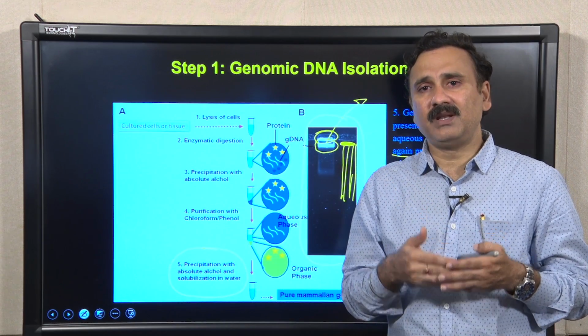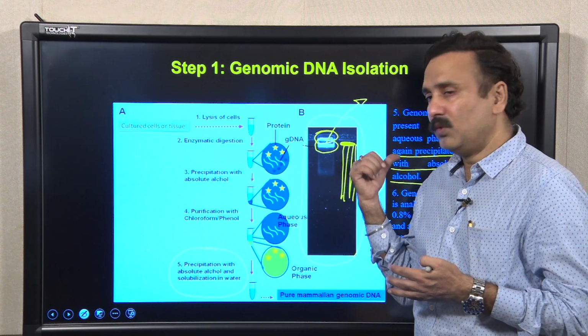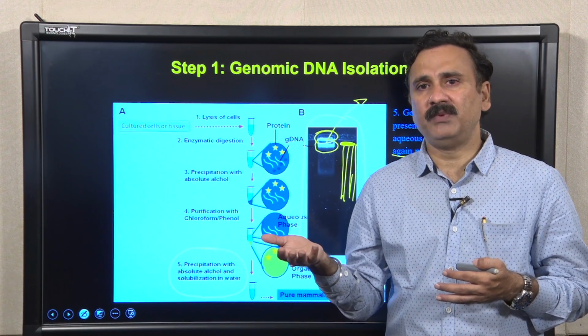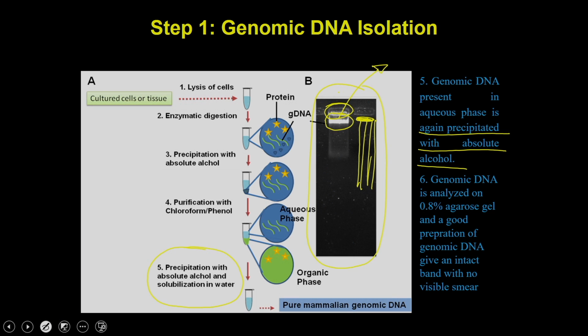And that's why it is very important that once you have isolated the genomic DNA, you should run it onto the agarose gel, and it should give you an intact band. The other thing you have to remember is that genomic DNA is very fragile, because it is a very long string. It is very fragile compared to the plasmid, because a plasmid is a circular DNA, so it can withstand the mechanical shearing.